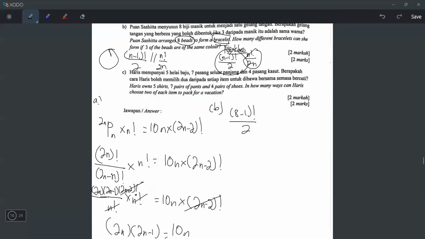Okay, because the reason why is because for bracelet and necklace, the clockwise arrangement and anti-clockwise arrangement look the same. That's why I have to divide. Okay, just make sure you remember that. Okay, they say what? How many different bracelets can she form if 3 of the beads are of the same color? Oh, means got 3 beads repeat.